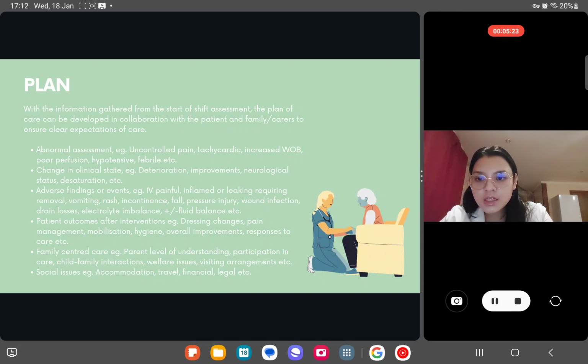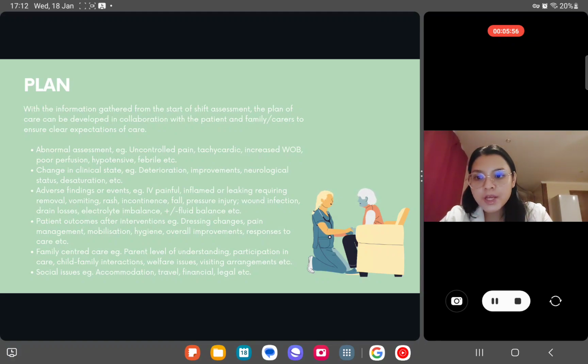Next is change in clinical state, for example, deterioration, improvements, neurological status, desaturation, and so on. We also have to include adverse findings or events, for example, intravenous painful, inflamed or leaking requiring removal, vomiting, rash, incontinence, fall, pressure injury, wound infection, drain losses, electrolyte imbalance, plus or minus fluid balance, and so on.